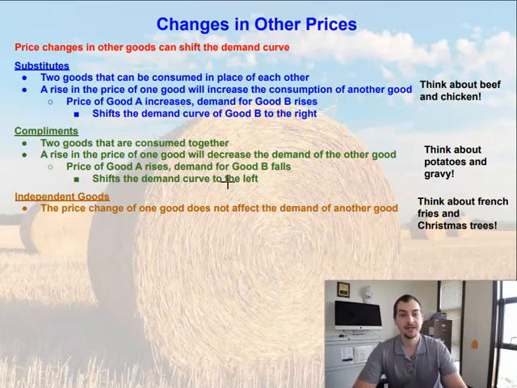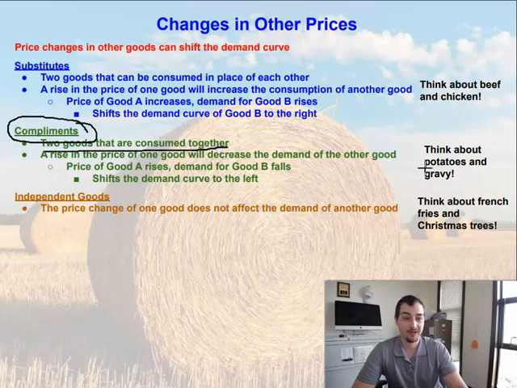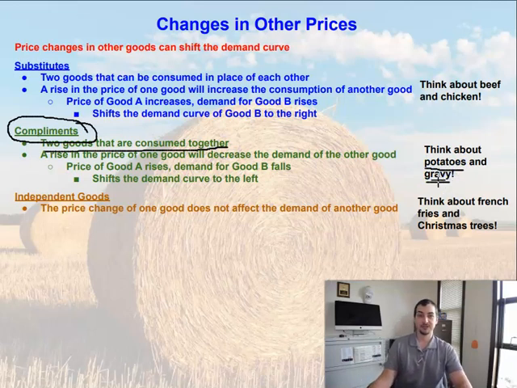So, that's substitutes. What about complements? Well, what is a complement? They are two goods that are consumed together. So in this case, think about potatoes and gravy. Typically, we like to consume potatoes and gravy. If I'm going to sit down and enjoy a nice big steak or a nice chicken breast or something of that nature, I want potatoes and gravy right there with them. They complement each other really well. That's what a complement is. It's something that goes with something else that is consumed together.